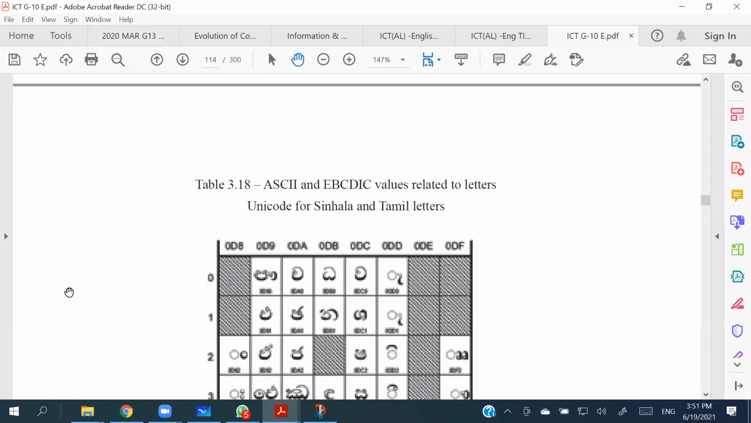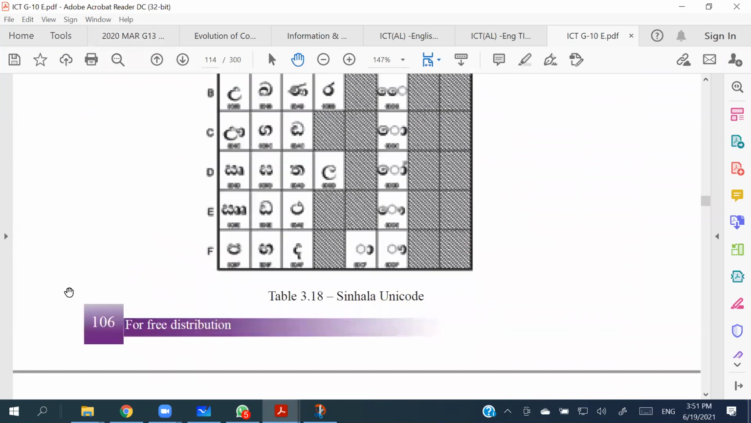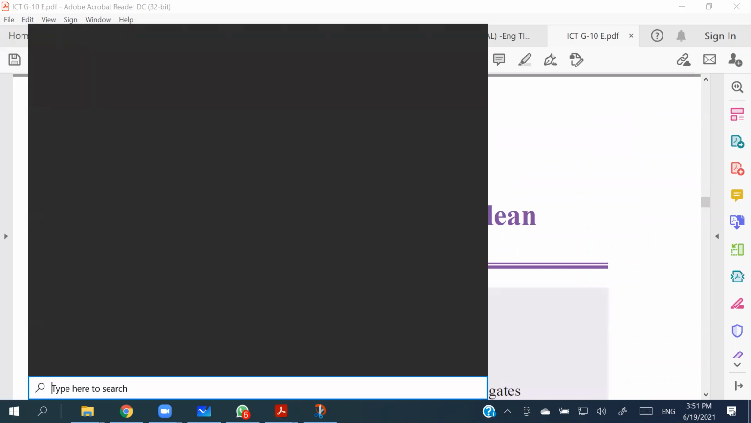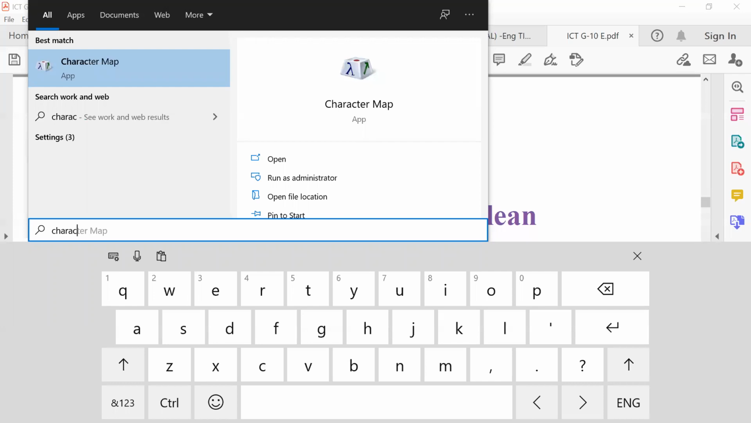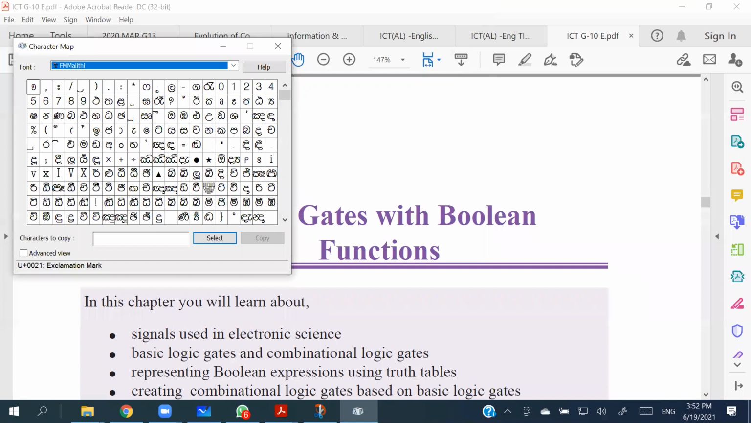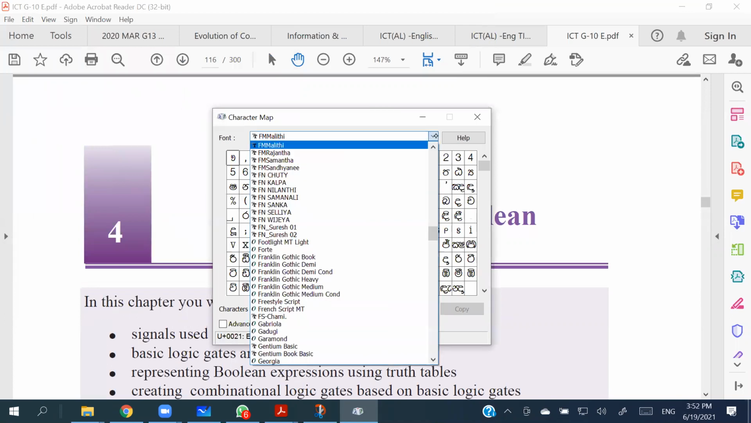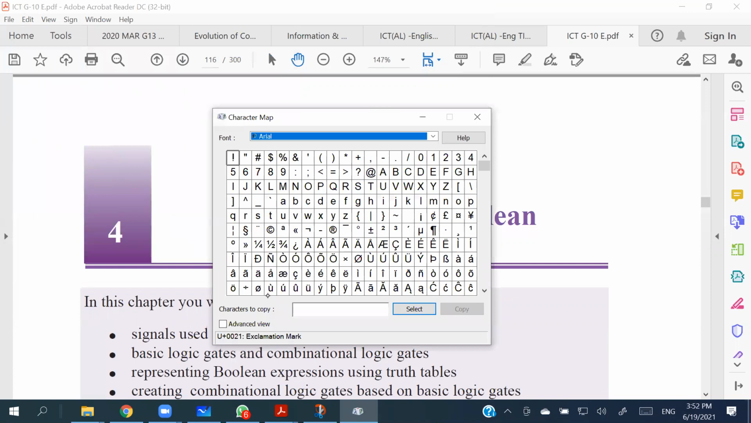And before that, this is something that you can use to find the Unicode Sinhala and Tamil letters. You have something called character map in your computer. If you type character map, you can find it. Once you open the character map, it shows you the different kinds of fonts installed on your computer. All the fonts, all the characters will be here. Now we take a font like Arial, so they are there.